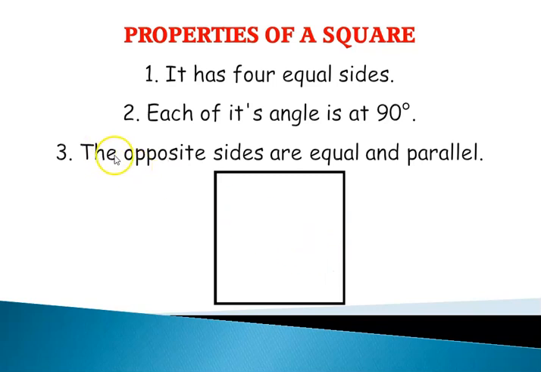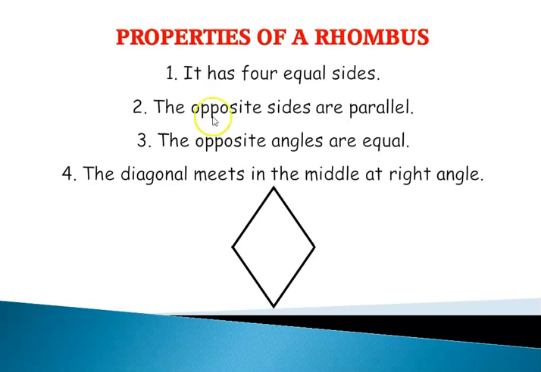Then the next property says the opposite sides are equal and parallel, just like a rectangle. These sides are equal and parallel. But since we said all the sides of a square are equal, it simply means if I say this is 4 centimeters, then this is 4 centimeters, this is 4 centimeters, this is 4 centimeters. So these are the properties of a square. Is that taken? Good. Then the next quadrilateral we're going to be looking at is a rhombus.